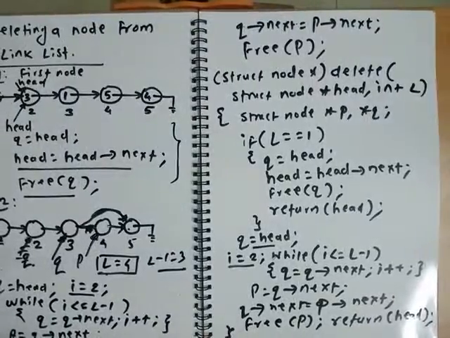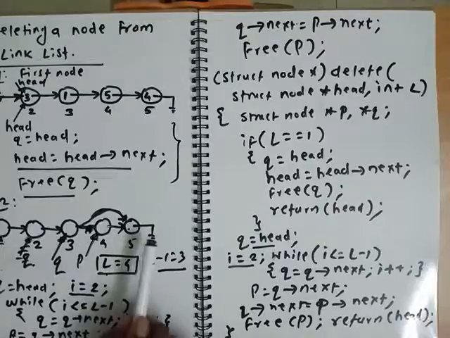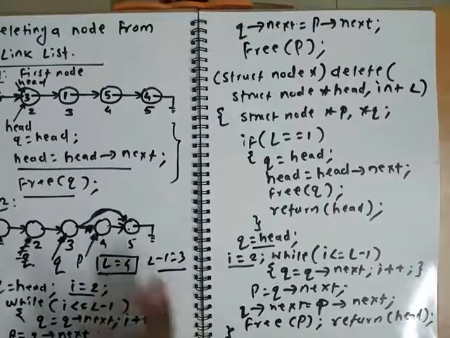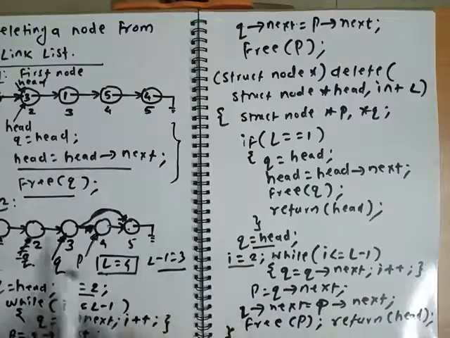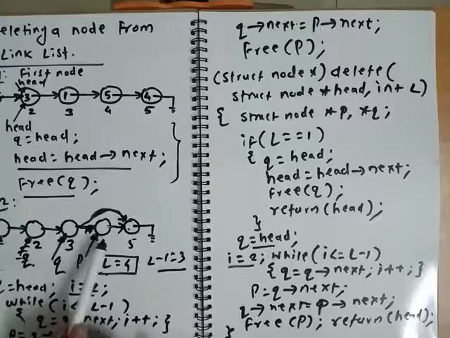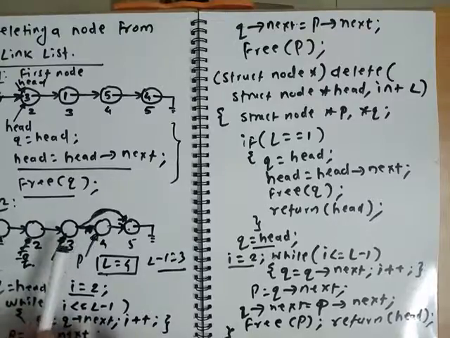Again, this code does not take care if the position of deletion is greater than 5. For example, there are 5 nodes in the linked list and we are asked to delete the 10th node, so that is not taken care by this code, right?